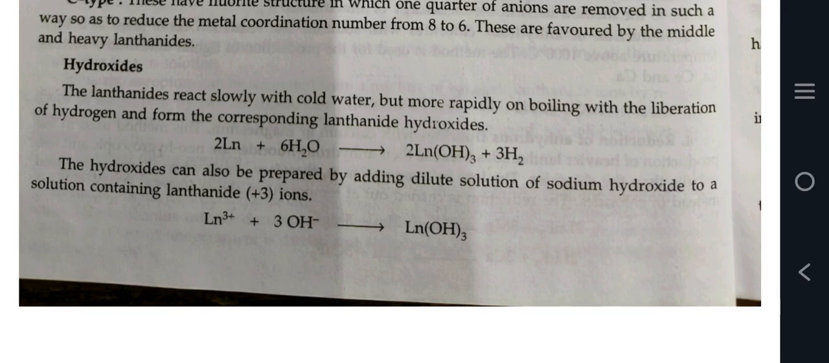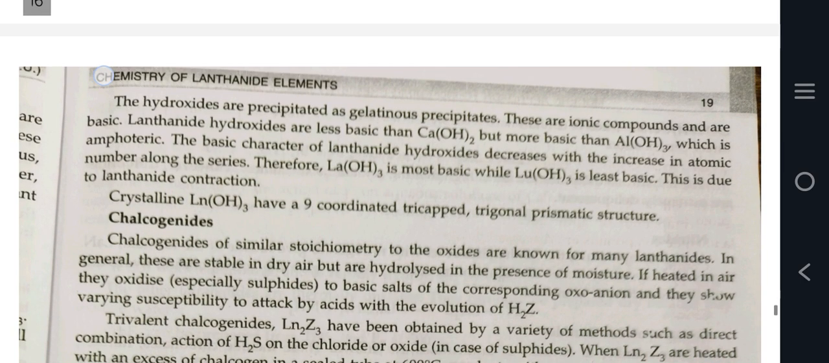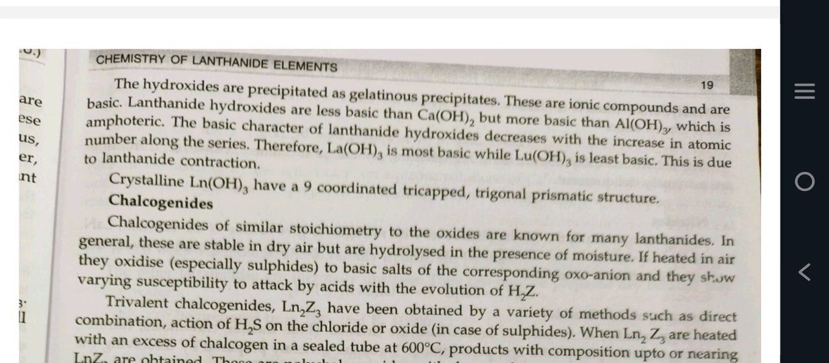Hydroxide. The lanthanides react slowly with cold water, but more rapidly on boiling, with the liberation of hydrogen, and form the corresponding lanthanide hydroxide. 2Ln plus 6H2O gives 2Ln(OH)3 plus 3H2. The hydroxide can also be prepared by adding dilute sodium hydroxide solution to a solution containing the lanthanide 3+ ion. The hydroxides are precipitated as gelatinous precipitates.